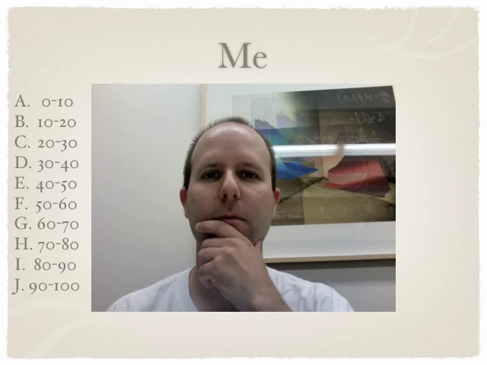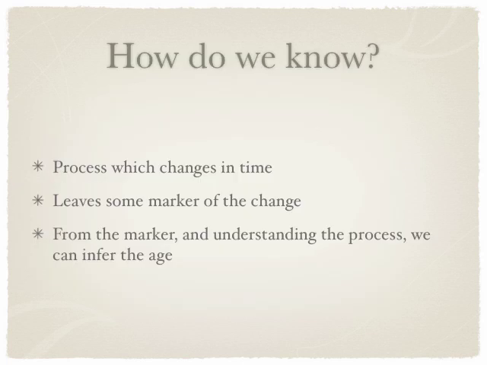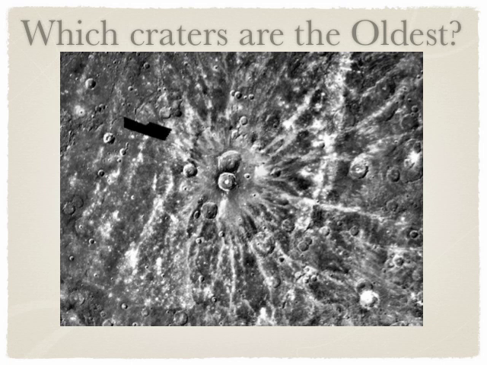The more we understand the processes, the more that we can determine age. And if you're very careful, you can do things like take hair samples or bone samples or things like that and determine age very closely. Most of the time we don't need that level of detail. So let's look at another example. And here we have a picture of craters from the moon. And we want to ask the question, which craters are the oldest?